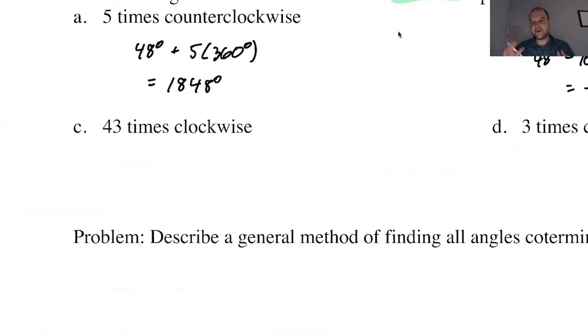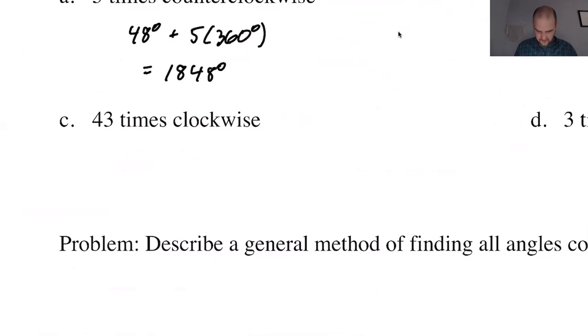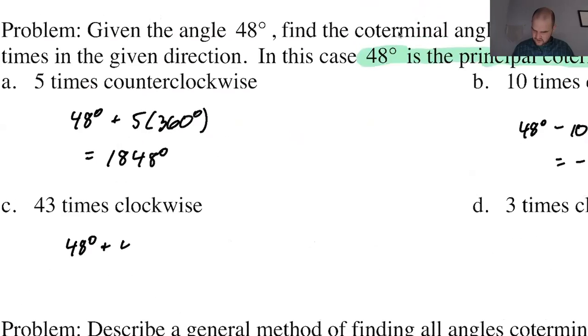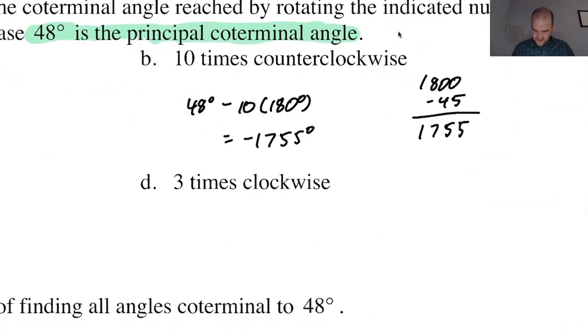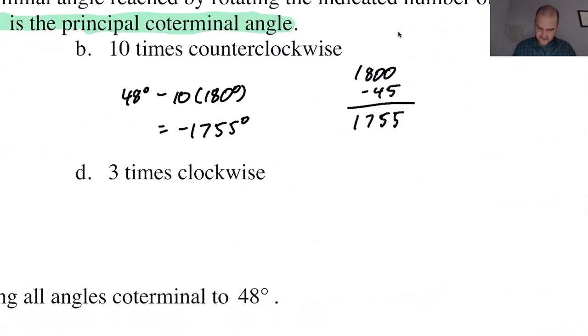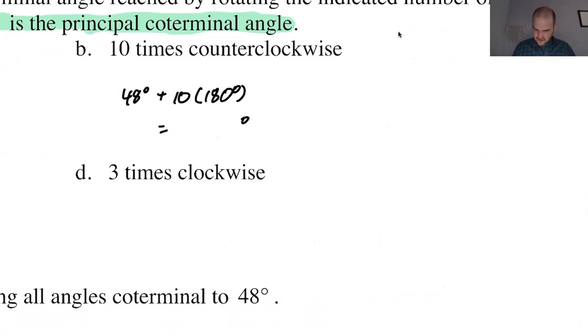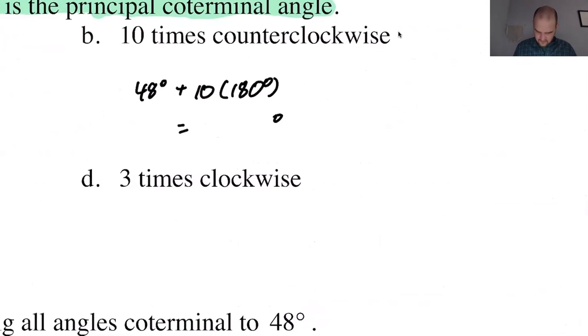43 times clockwise. I'm not even going to try to do that one by hand. We're just going to do it on the calculator. 48 plus 43. Clockwise? Wait, am I screwing up counterclockwise and clockwise here? Counterclockwise is positive. So this should actually have been plus, which means that this answer is just flat out wrong, which is great because all that work was for nothing. So this will just be 1848.